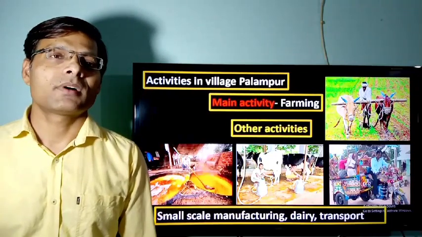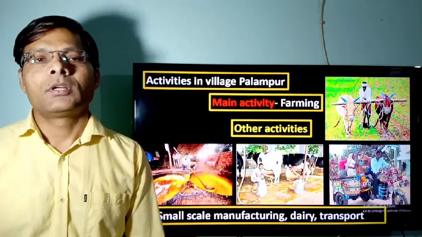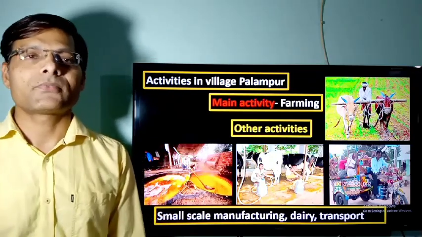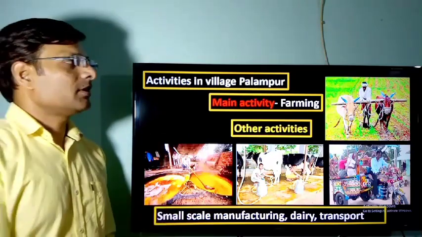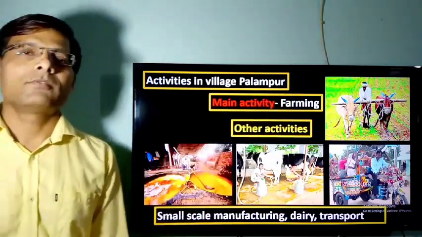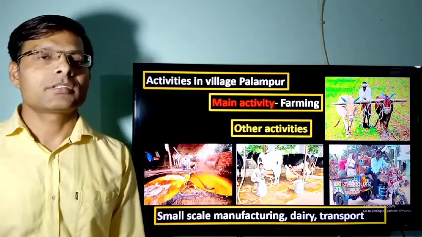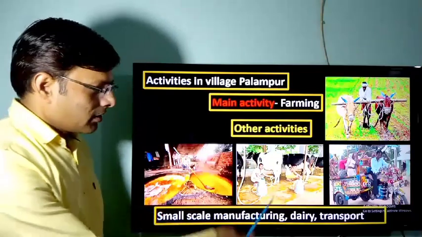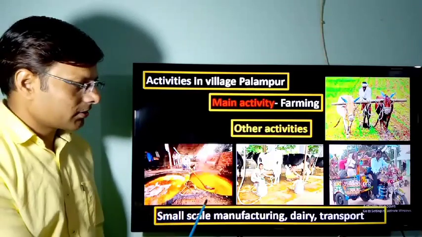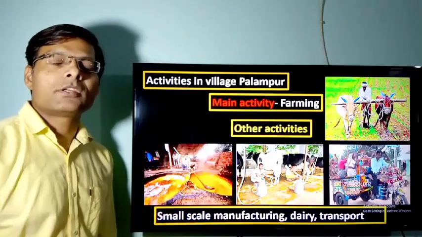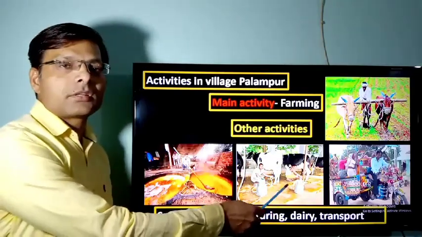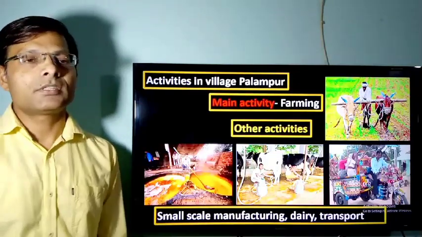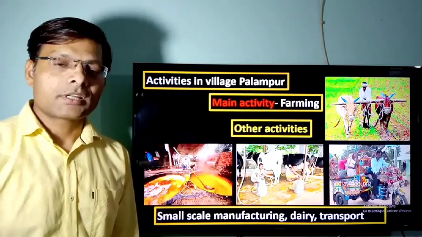Now we are going to discuss the activities in village Palampur. As you know, in any village, what is the main activity? Definitely it is farming. The main activity of the village Palampur is farming. Most villages have the same major activity. Other activities include small scale manufacturing industries like the jaggery or gur making industry. Next is dairy farming, and others like transport and honeybee. These activities are performed here. So these are the other activities.